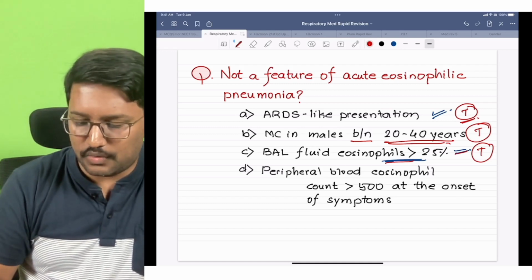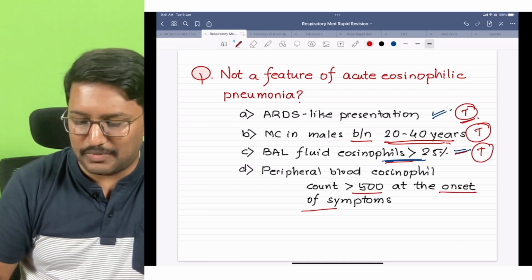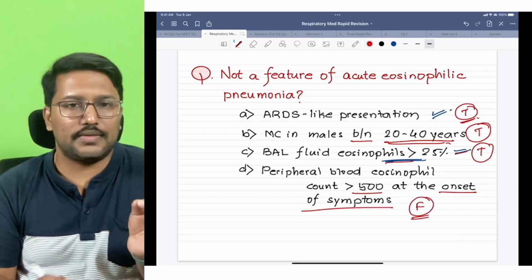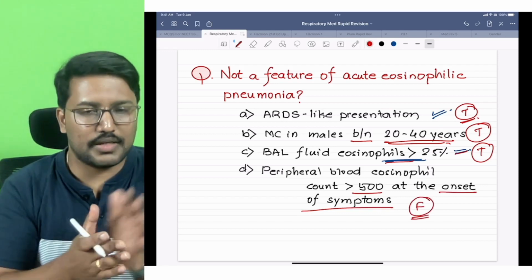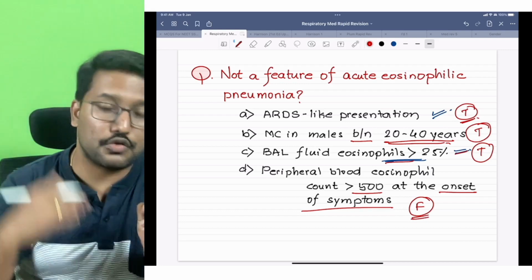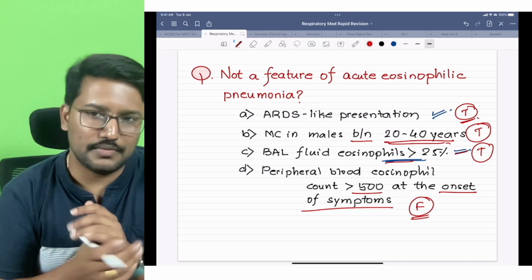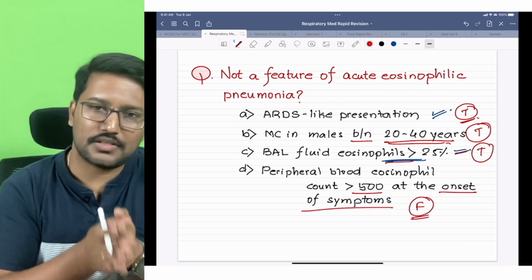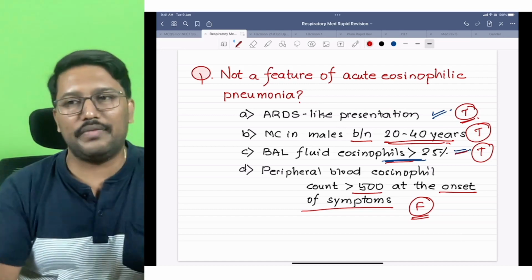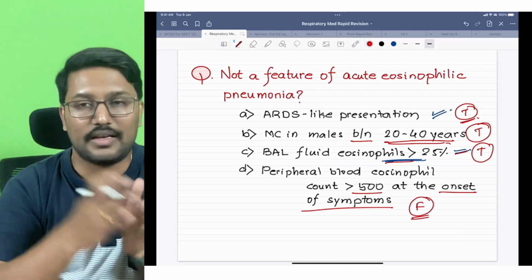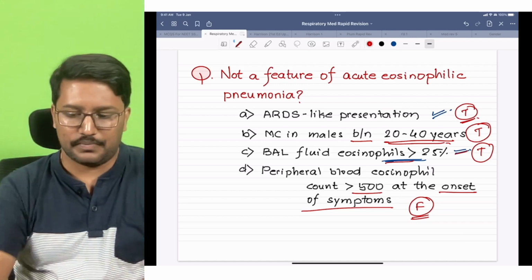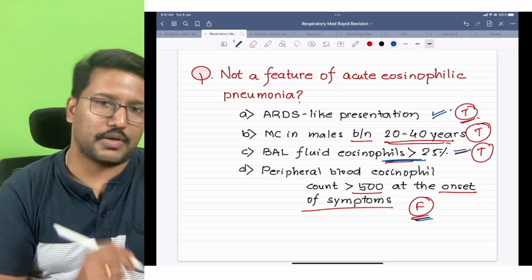Okay, that brings me to the last point. Peripheral blood eosinophil count of more than 500 at onset of symptoms. Obviously, that's the false statement. More than 500 is considered elevated, less than 500 can be considered normal. 1500 is the number for hypereosinophilic syndrome with end organ damage. Here, at the time of presentation, we are not expecting the peripheral eosinophil count to be elevated. That will be normal. 1 week down the line, it might become elevated. It can even reach 1500. But in the first week, it is generally normal. So that's the false statement.